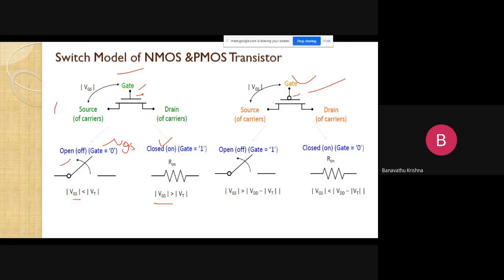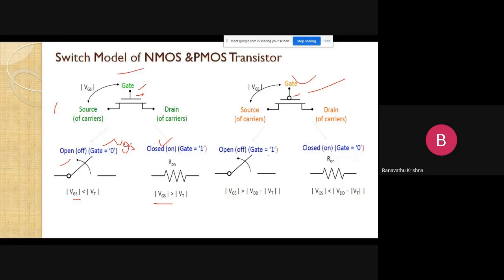Clear? Next case, in PMOS or P channel device, it is going to be in off state when we apply gate input 1. In a P channel device, off condition means it is open, and on condition means it is closed, acting like a resistance.